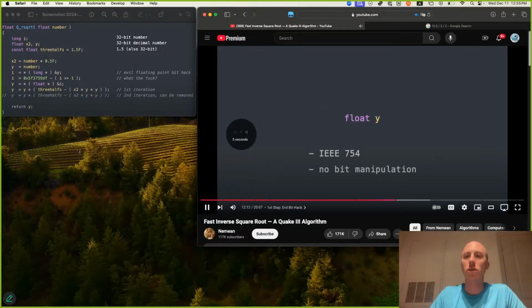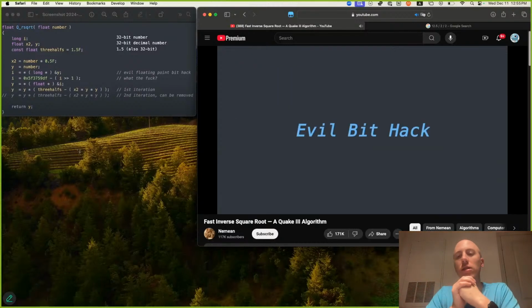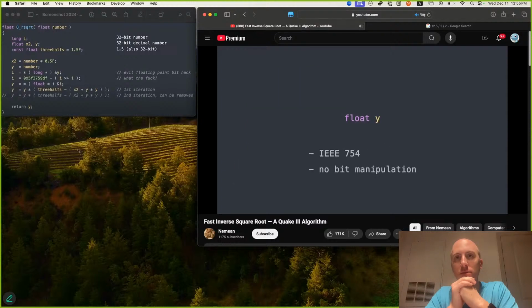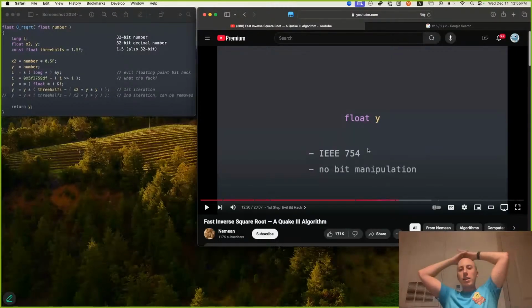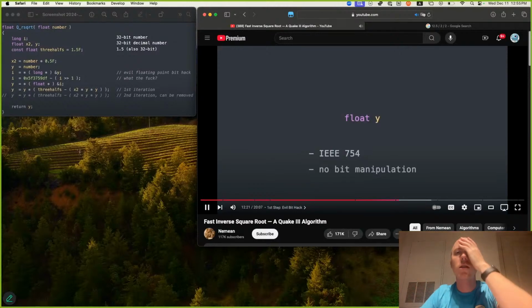The first step is actually not complicated. It just looks complicated. All right, I think this is where I'm going to break it. It's memory address trickery.